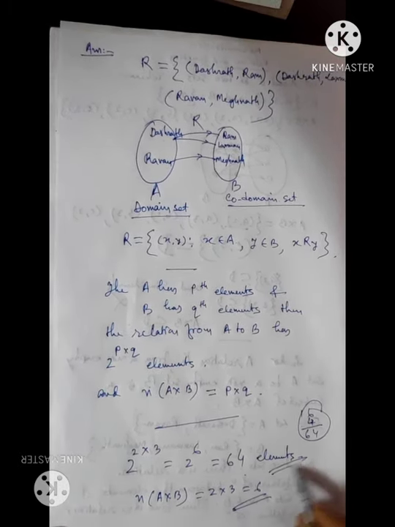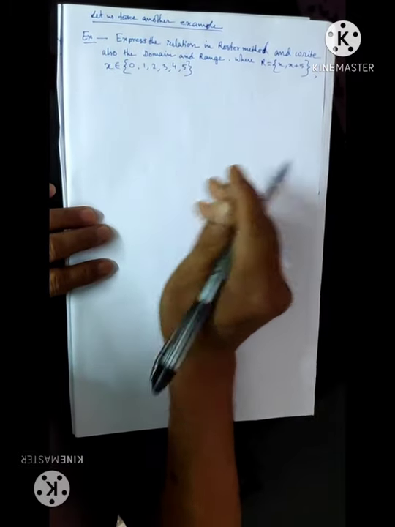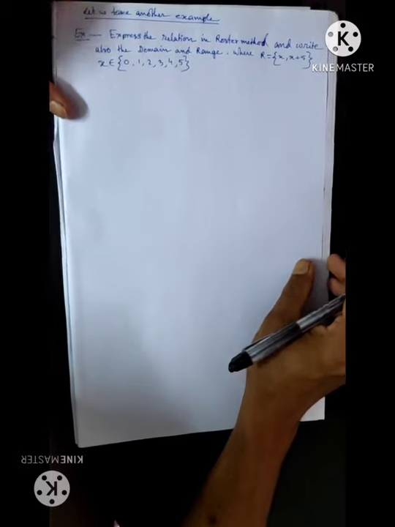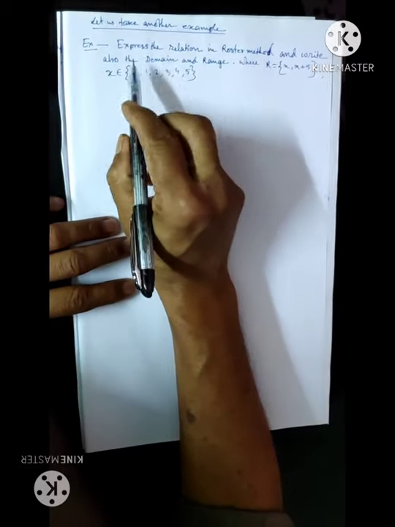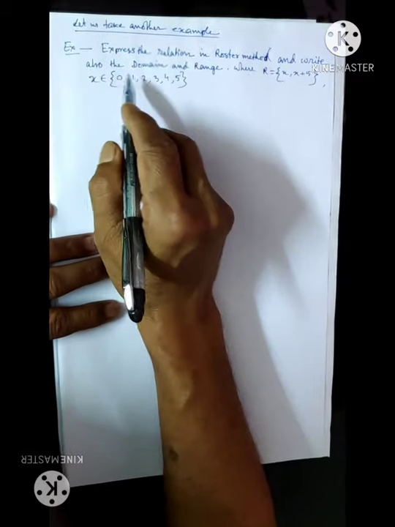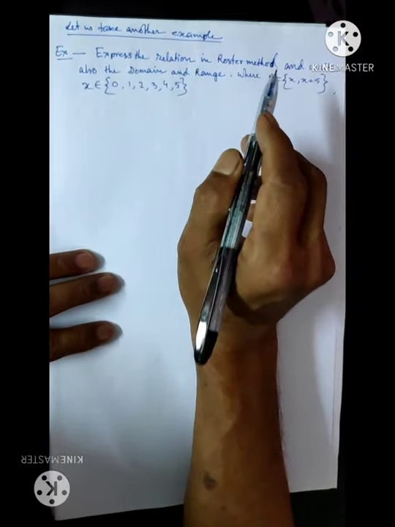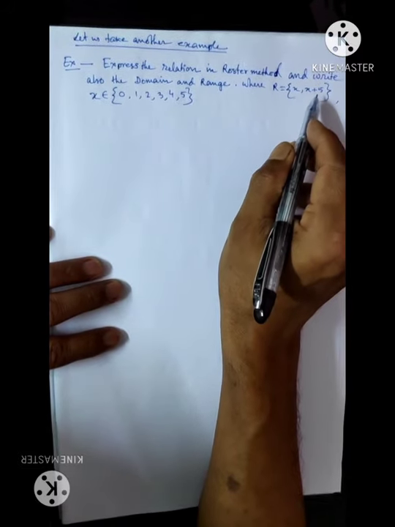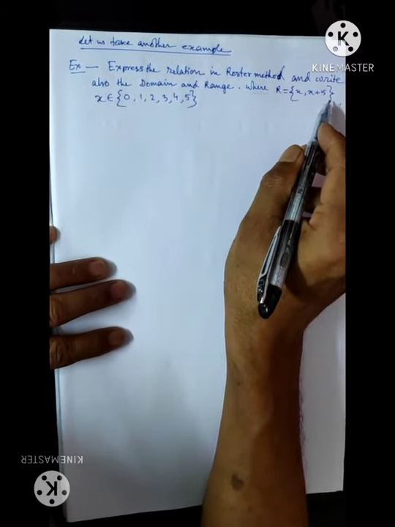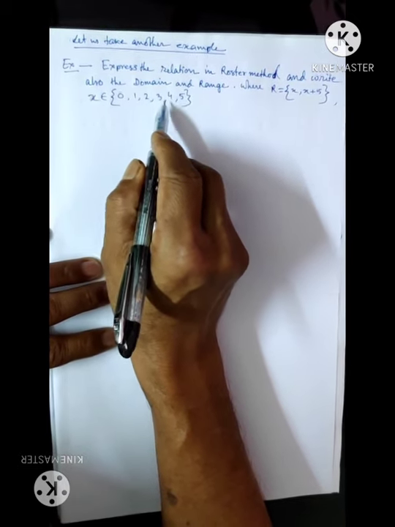Let us take another example. Express the relation in roster method and write also the domain and range, where the relation is x plus 5, where x belongs to 0, 1, 2, 3, 4, 5.